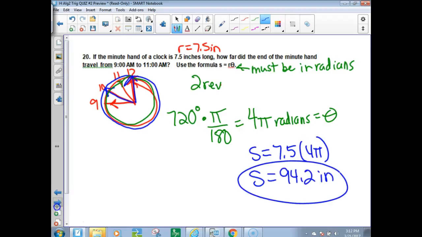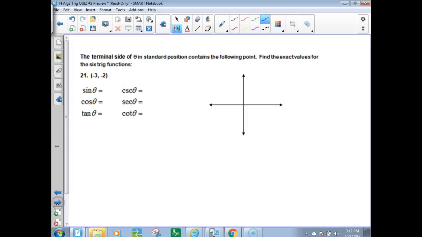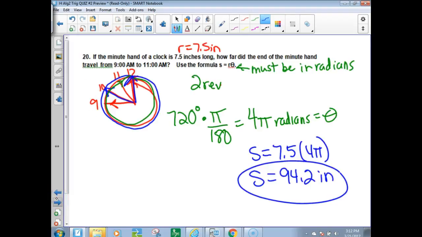Big clock? Ah, that clock's bigger. Yeah, it's how far it traveled around the outside. No, it spun twice. Is this the minute hand? It didn't ask about the hour hand. The hour hand would have only gone 60 degrees. Okay, so pay attention on the quiz whether you're doing the minute hand or the hour hand.